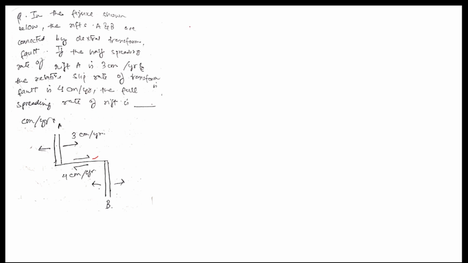First of all, one thing you should know that to solve this question, you must be aware of the formula of relative velocity. Let us find the relative velocity between A and B. Okay, this thing and this thing. So VA minus VB.